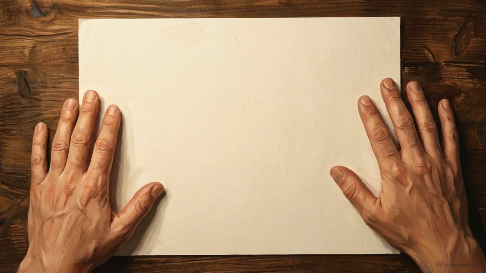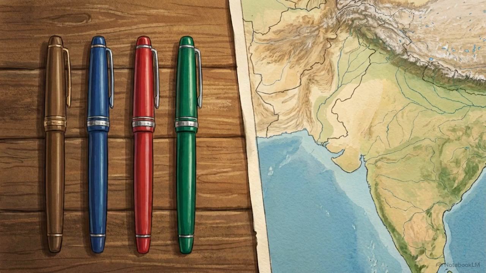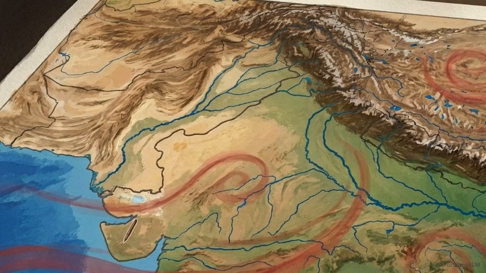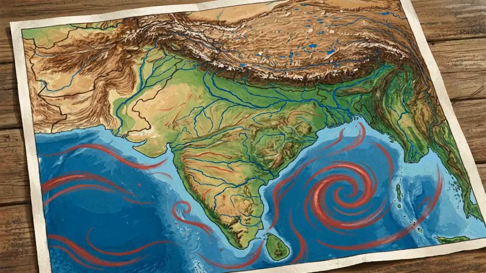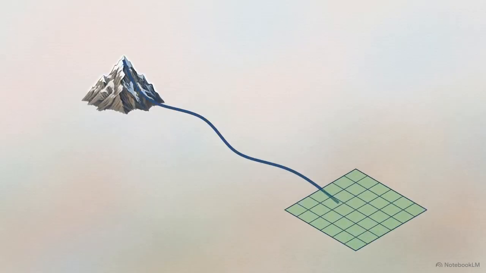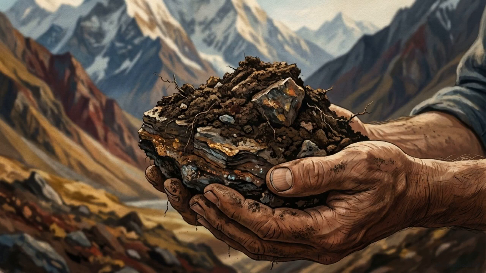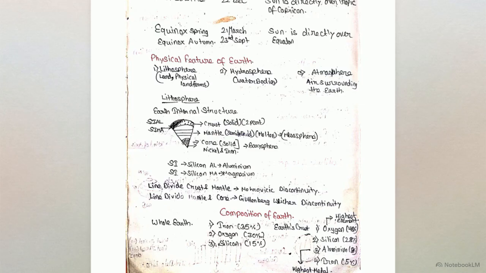Today, we are going to capture that physical reality on paper. Grab 4 colored pens: brown, blue, red, and green. Step by step, we are going to draw a master field map of the Indian subcontinent. By the time we finish, this will be a working tool. You will have a framework to look at any mountain, river, or plain and instantly read the geological story written into the dirt.